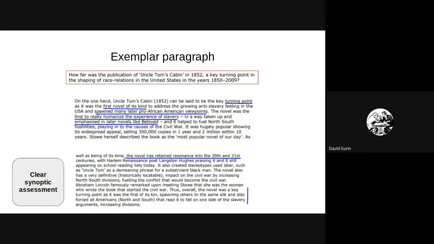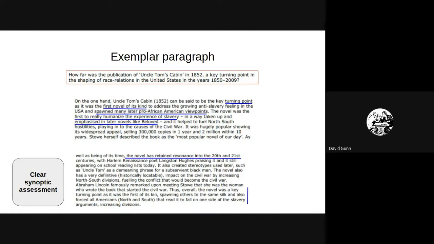The novel was the first to really humanize the experience of slavery. Again, the first of its kind. It's unprecedented, in a way taken up and emphasized in later novels like Beloved. So again, it's setting a precedent. It's influencing later works. And then moving on to the next section I've underlined, the novel has retained resonance into the 20th and 21st centuries, and it talks about Harlem Renaissance poet Langston Hughes. So it's showing its impact over time.